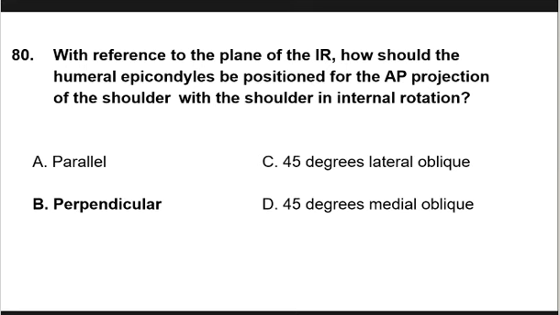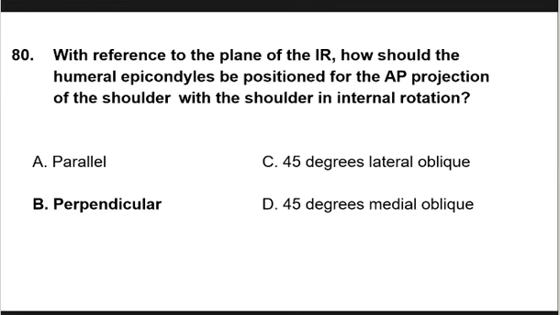Next number, with reference to the plane of the image receptor, how should the humeral epicondyles be positioned for the AP projection of the shoulder with the shoulder in internal rotation? Yan, I repeat, with reference to the plane of the image receptor, how should the humeral epicondyles be positioned for the AP projection of the shoulder wherein the shoulder is in internal rotation?